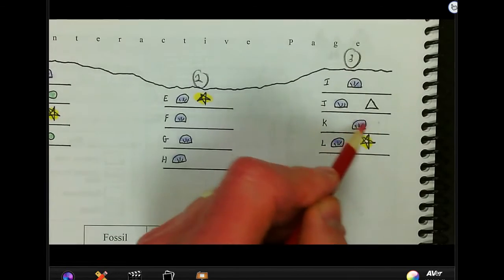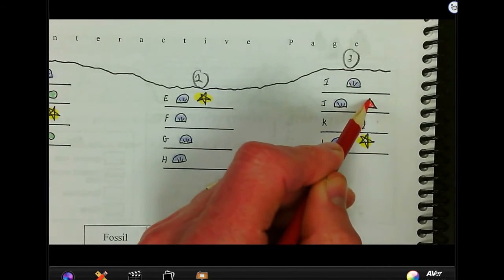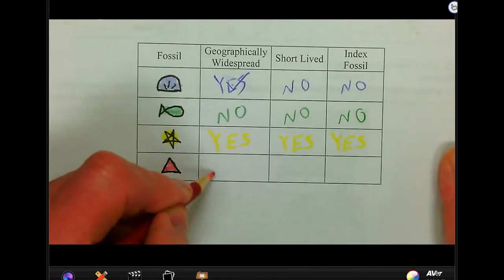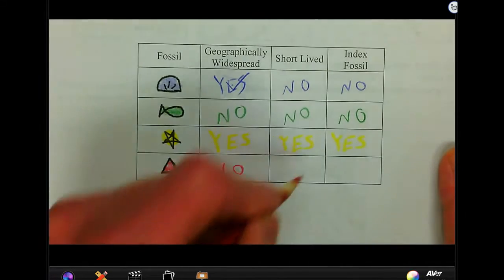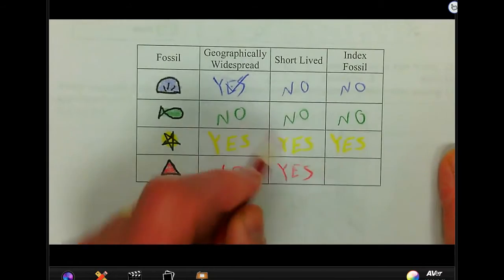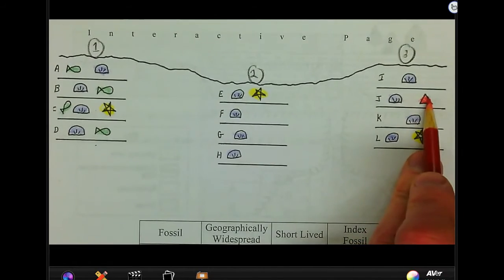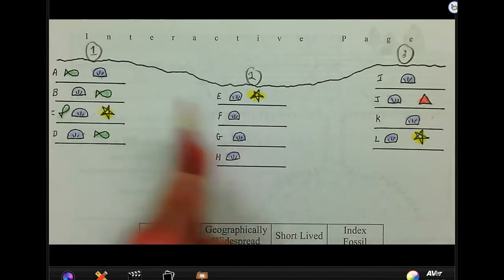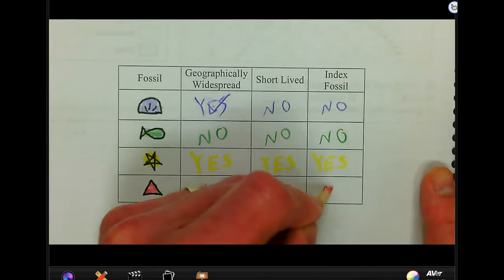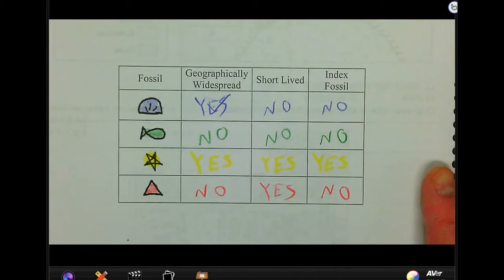It is in location 3 and in just one layer. So it is short-lived, but not geographically widespread. No, not geographically widespread. Short-lived, yes, but it's not a good index fossil. It doesn't help me that it's here in location 3. It's not in these other locations. So how can I possibly match the layers up if I've only got it in one layer? That doesn't make any sense. So no, I don't like that triangle as an index fossil.